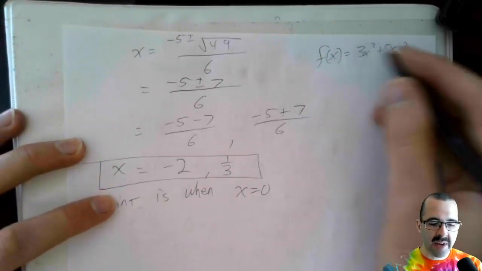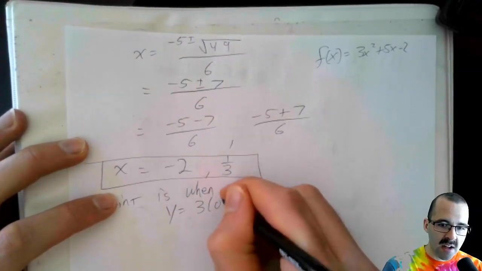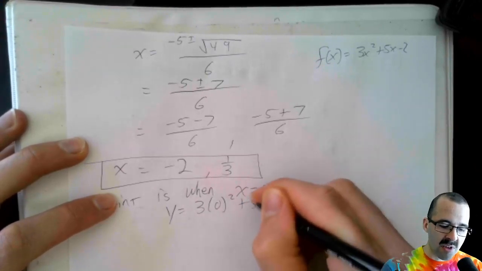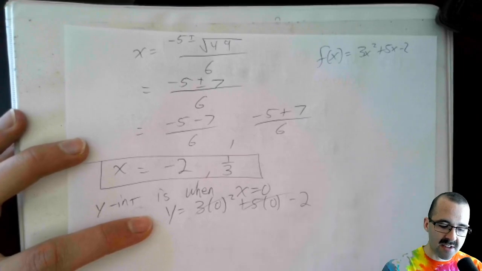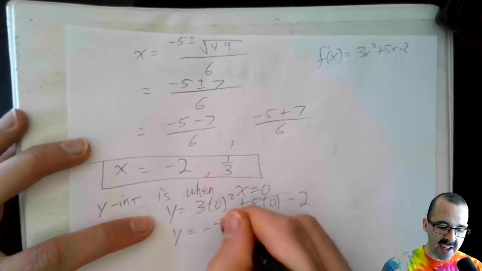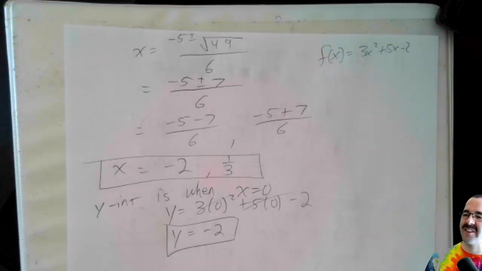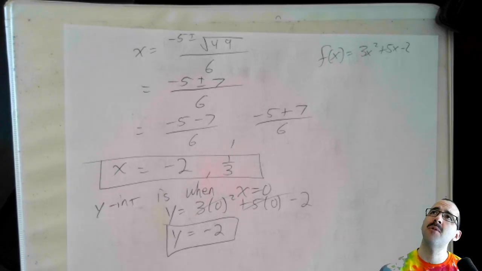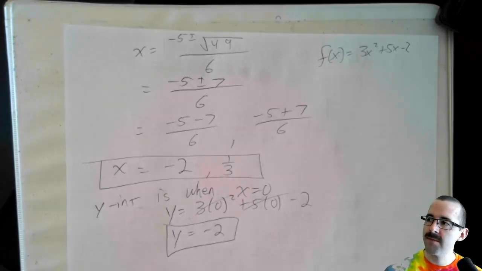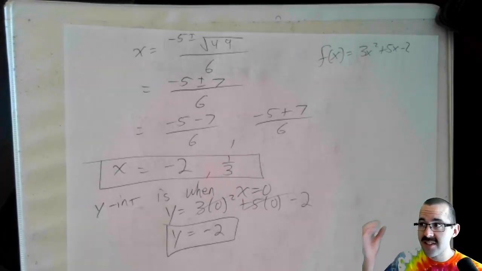So when x equals 0, what do we have? You get y equals 3 times 0 squared plus 5 times 0 minus 2. Well, that's just 0. Y equals negative 2. This one's much nicer. Y-intercept is always much quicker to find. Well, not always, actually. Not if it's in factored form. Okay. So those are the x and y intercepts. Not as bad as the previous example, right?